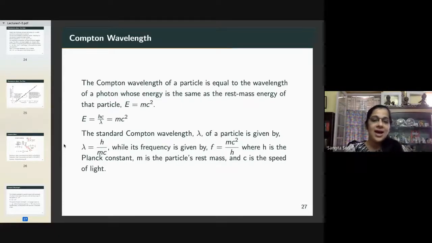quantities. And you can also express the frequency shift of the scattered X-ray in terms of the Compton wavelength. And the Compton wavelength, as you can see, is normally a very, very small quantity, because h is very small and c is large.